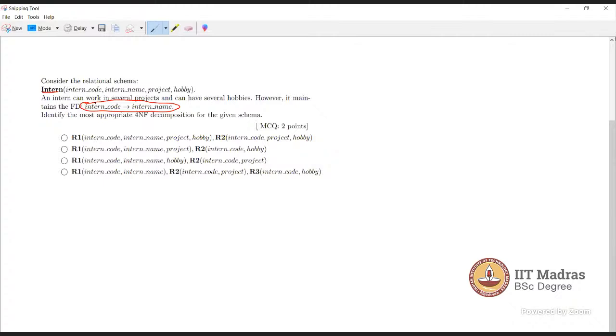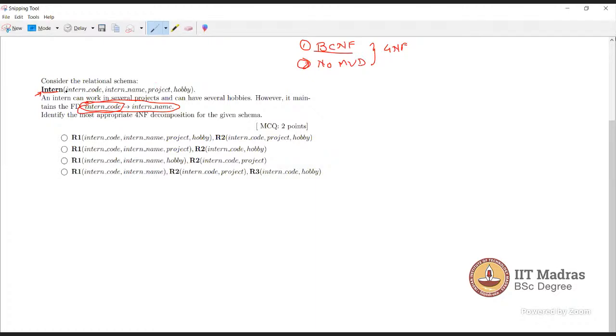But for that, the relation must be in BCNF also. If it is in BCNF, then only we can decompose it further. So the two conditions for 4NF are that it should be in BCNF and there should be no multi-valued dependency. Now whether this relation Intern is in BCNF or not: we have this functional dependency here. It is not in BCNF because this is not a superkey.